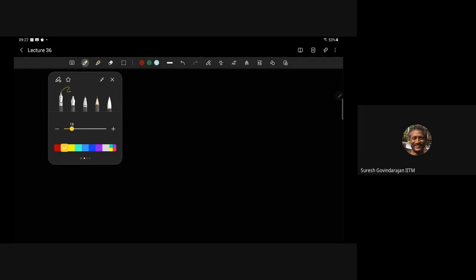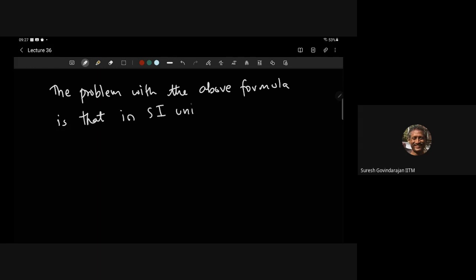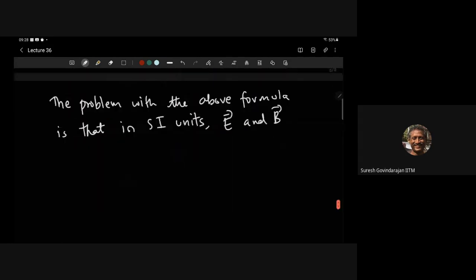That's what I want to discuss next. So the problem with the above formula is that in SI units, E and B are measured differently.